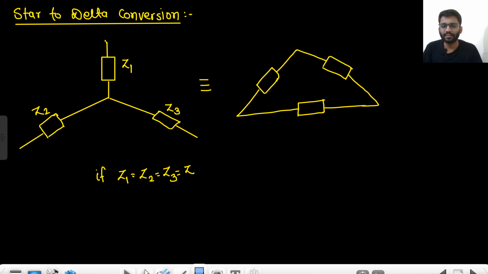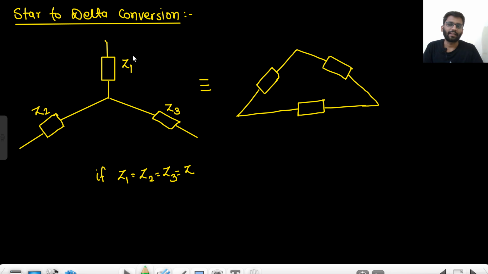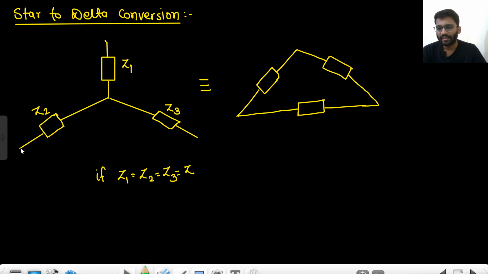So this is star to delta conversion. So what we are doing is basically, this is a star connection, right? This is looking like a star. So this is what we call star connection, and then we are converting it to a delta connection. Delta is like this. This is delta and this is star. Okay. So we are converting a star to delta. Okay. So basically, this is node A. Let's call it, this is node A. This is node B and this is node C.